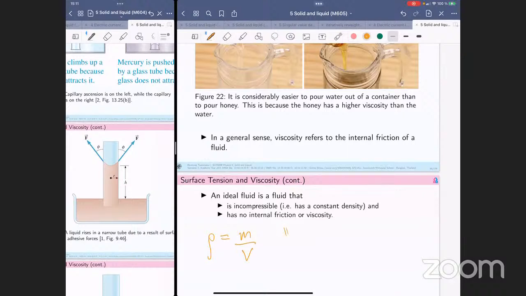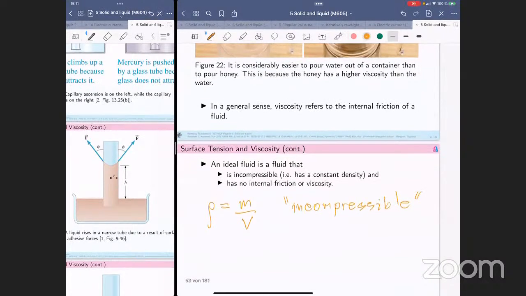Incompressible, the word incompressible means cannot be compressed.